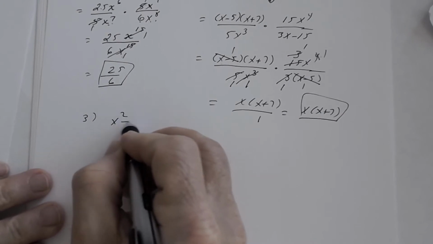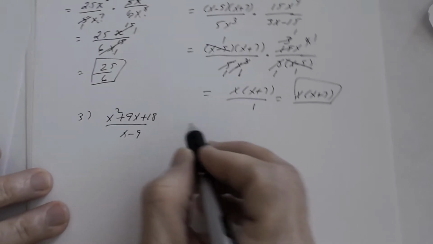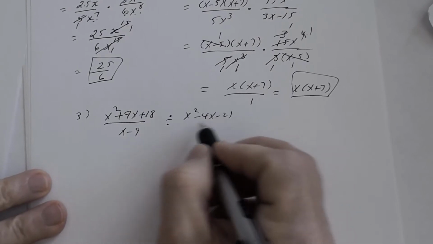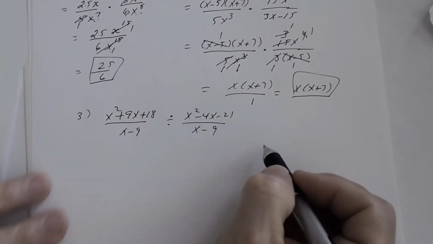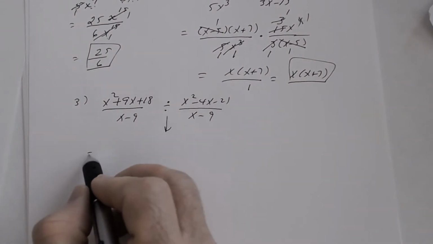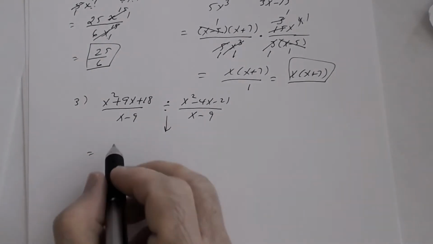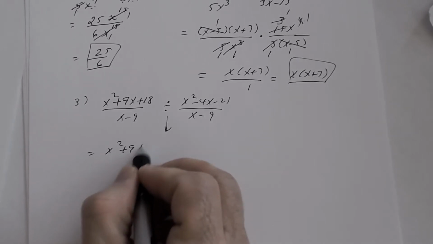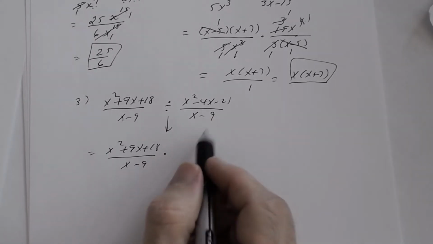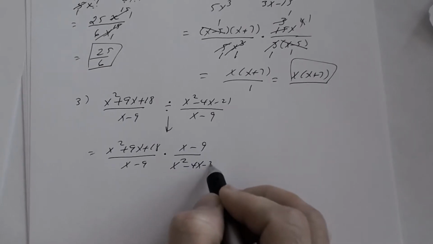Okay, number 3, we have this, and we go ahead and rewrite it. So I have x squared plus 9x plus 18 divided by x minus 9, and that rational expression is being divided by this one, x squared minus 4x minus 21 divided by x minus 9. Again, the first thing you have to do is change this to a multiplication problem. So I'm going to get, see the equal sign? Notice I put equal signs whenever I went through the process. So I get x squared plus 9x plus 18 divided by x minus 9 times the reciprocal of this. You got to show that. So x minus 9 divided by x squared minus 4x minus 21.